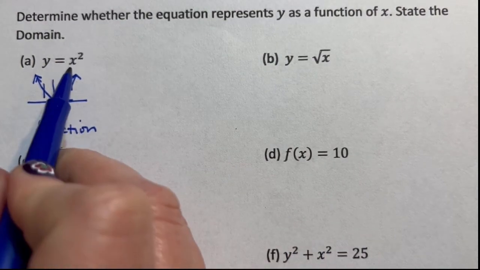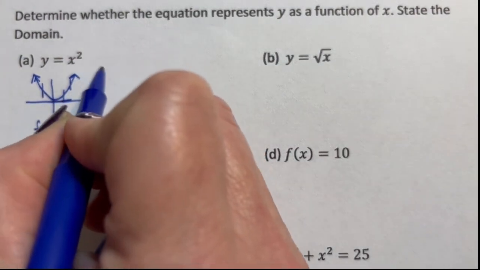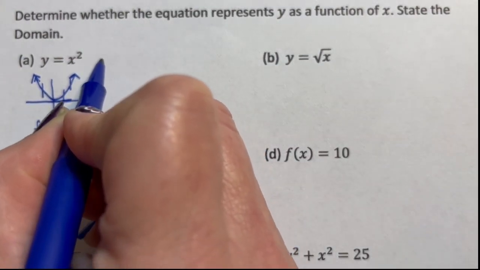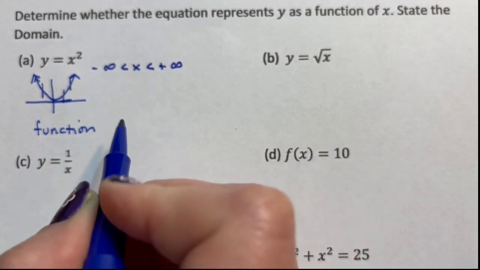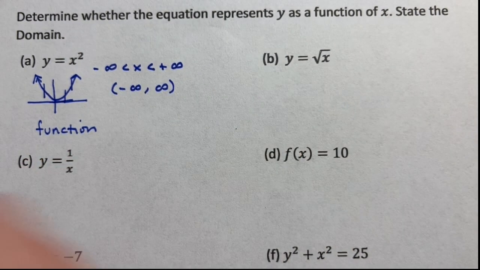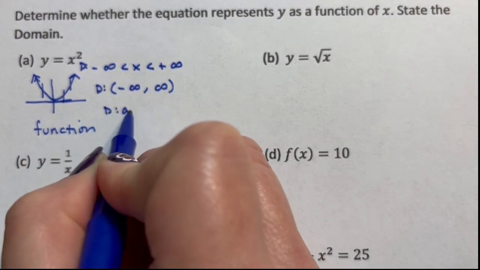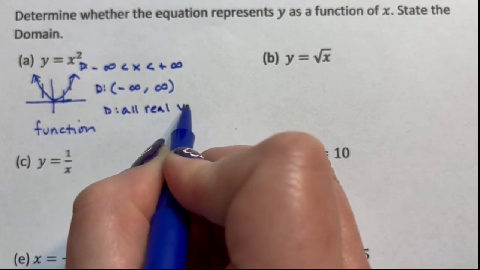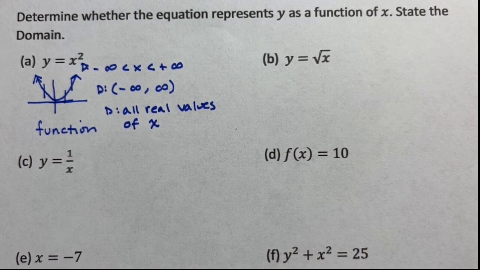As for the domain, do I have any restrictions on values of x? The answer is no. So for my domain, I could write this as an inequality. Negative infinity is less than x is less than positive infinity. I could write it in interval notation, negative infinity to positive infinity. The domain is all real values of x. There's lots of variations on the way we can write the domain on this one. Basically saying, whatever you want, it's all good.